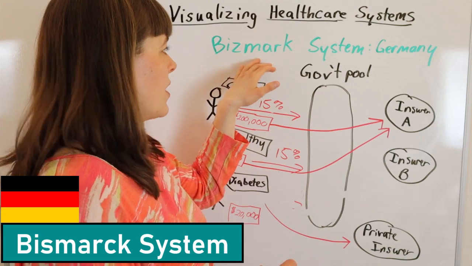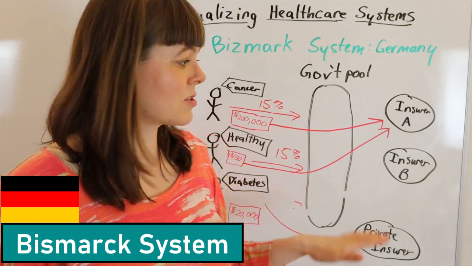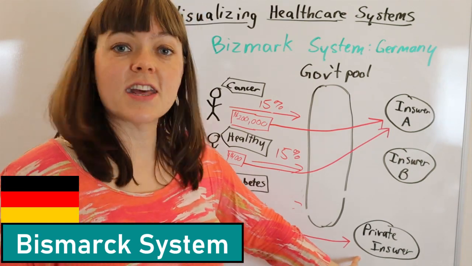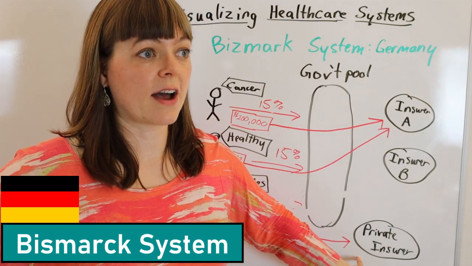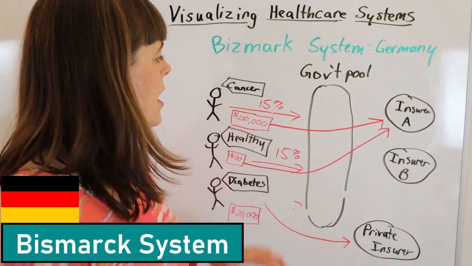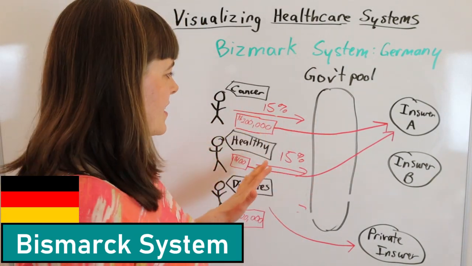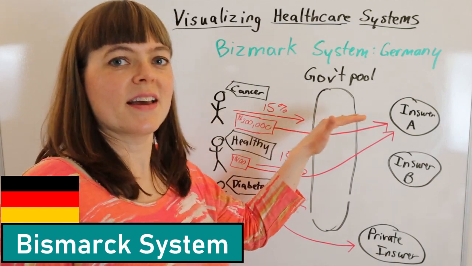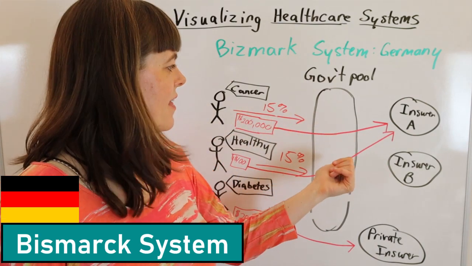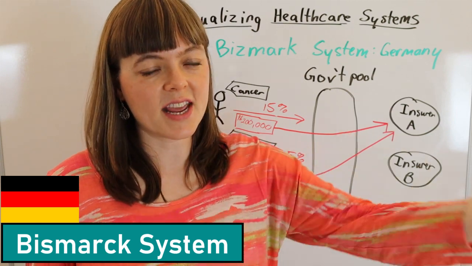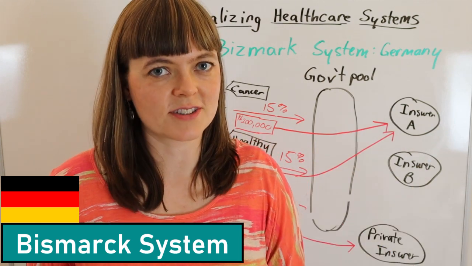Now, of course, you can have Bismarck systems that don't allow for that. There's lots of different setups with respect to private insurers and whether they're allowed, what exactly they're allowed to do. But this is the basic setup of the Bismarck Health Care System. Basically, it's a system where people pay in a certain share of their income, they get a voucher that's adjusted for their health risk, and they take that voucher to insurance companies.